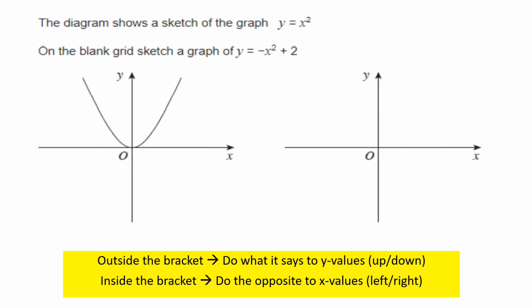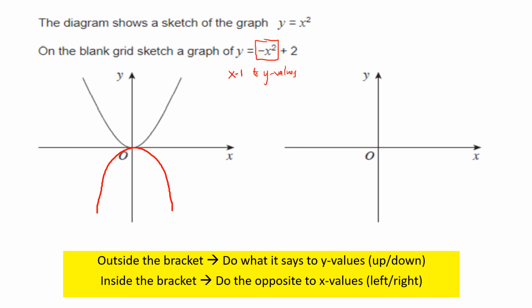Okay, here's another exam question. It says this is what y equals x squared looks like, and we want to sketch -x squared plus 2. Now this is one we have to do in 2 stages. We first want to figure out what -x squared looks like. So that, outside the bracket, -1, that's going to be times the y values by -1. That graph, it's also a reflection in the x-axis, would look like this.